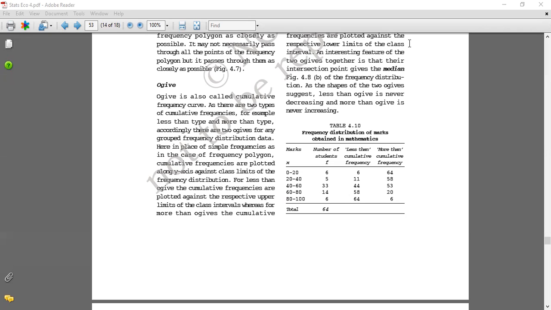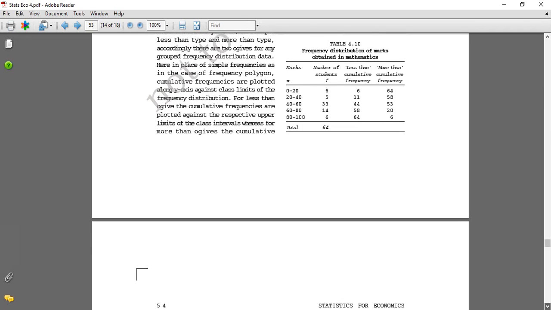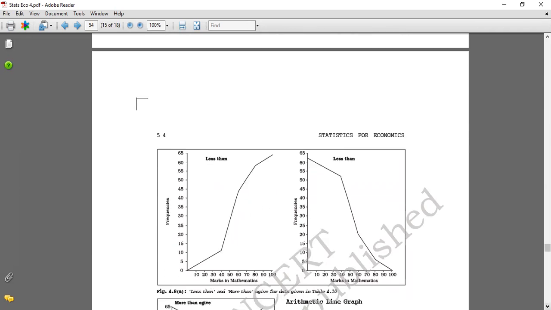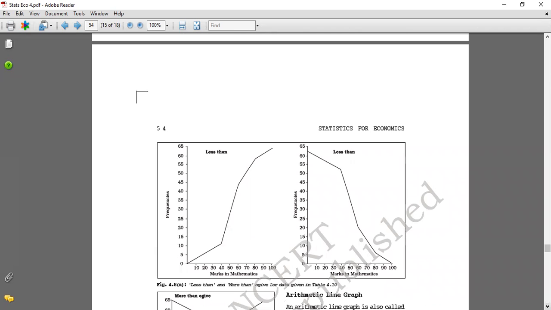So let us see how it looks. It will be shown like this. Less than: how are we making it according to the table? According to the frequencies given in the table, we have to make it. So what are the steps we are following?